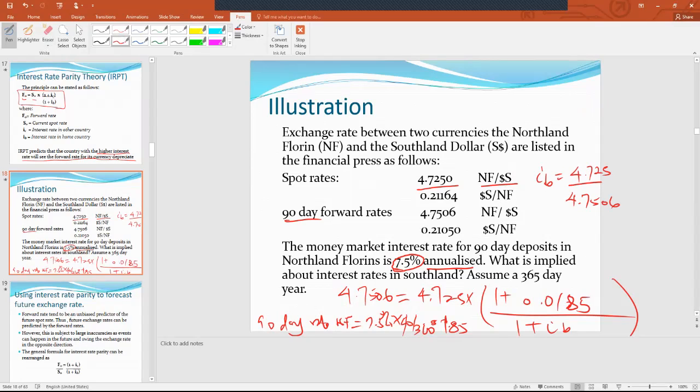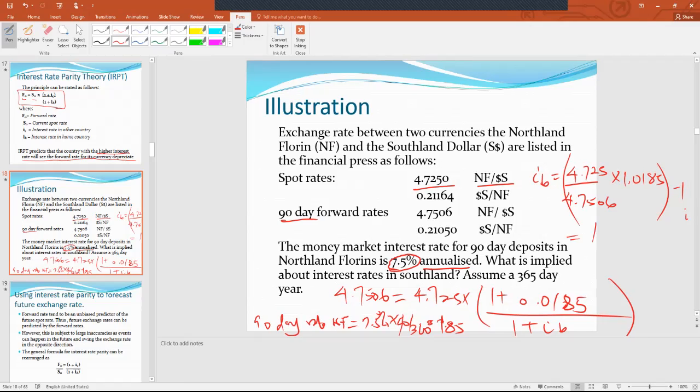Then multiply by 1.0185 minus 1, and you get 1.3%. Therefore, the 90-day interest rate is equal to 1.3%. In case you want to have them on the same base, the annual rate will be equal to this 1.3%, but for 90 days, because this was for 90 days.